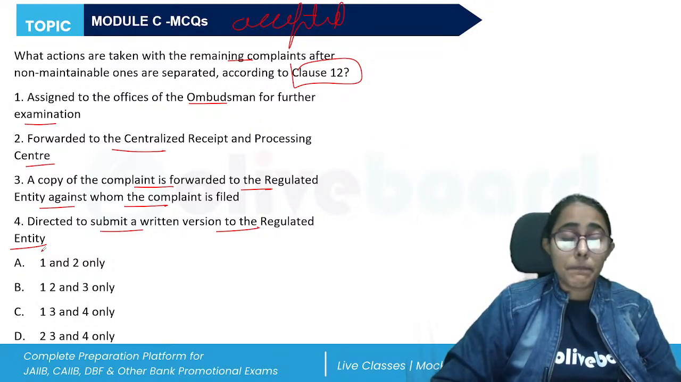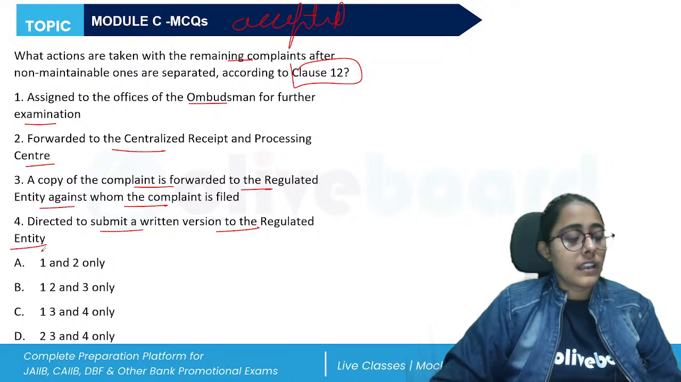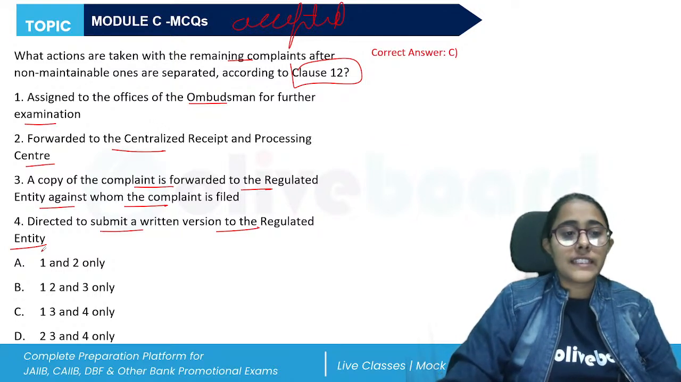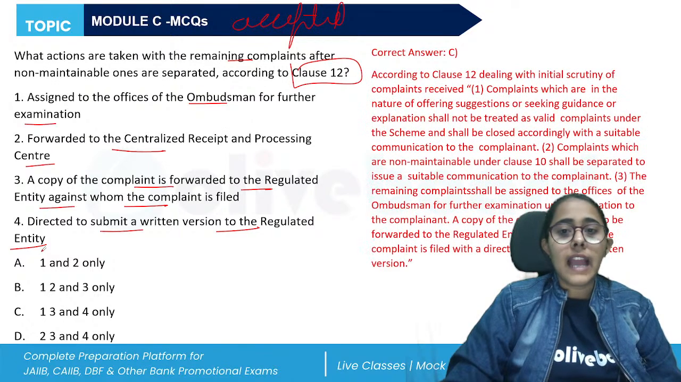I've included many statement type questions. Why? Because we are seeing these type of questions being asked in the exam. Alright? So that you get used to the difficulty level, you need to solve these questions. So here the correct answer is option C, that is 1, 3 and 4.